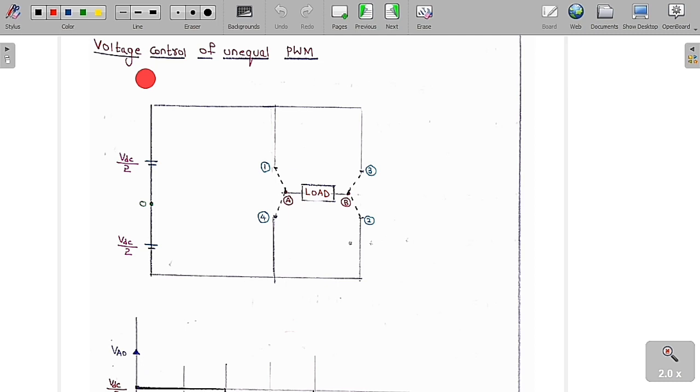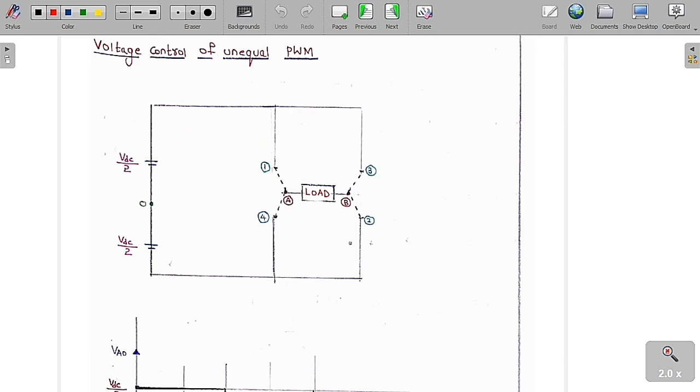So now we are going to study the voltage control of unequal PWM. So this is a very important topic. This is the concept we are now going to study, the voltage control of the unequal PWM.